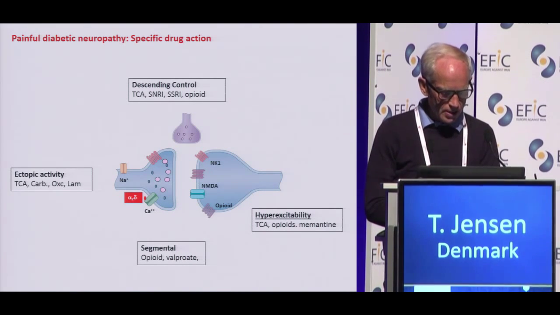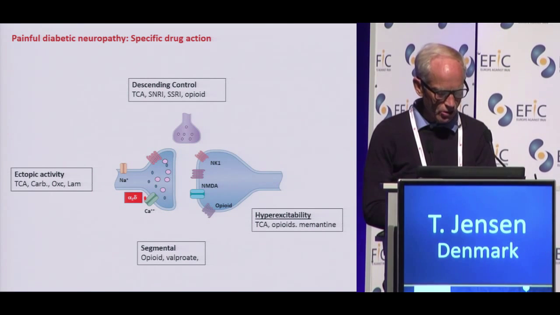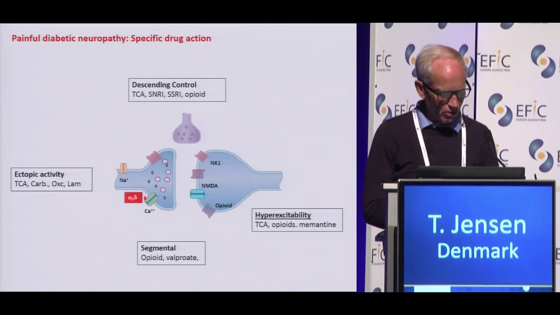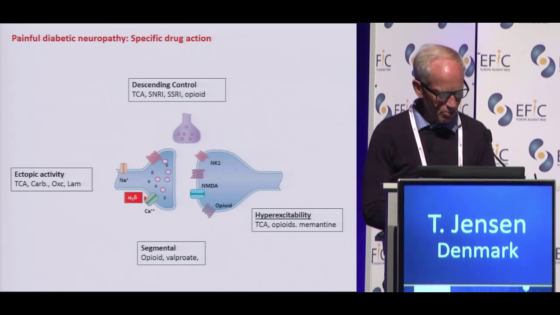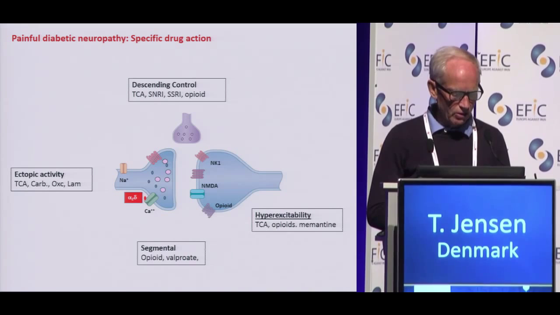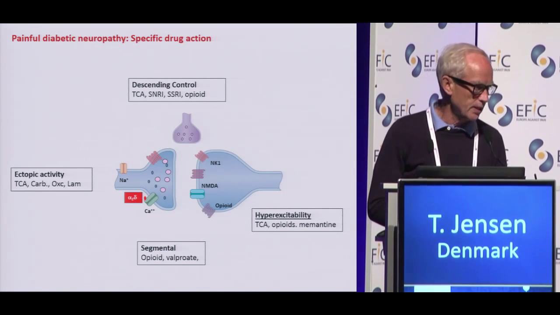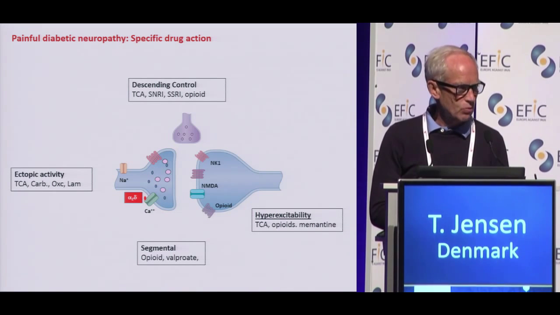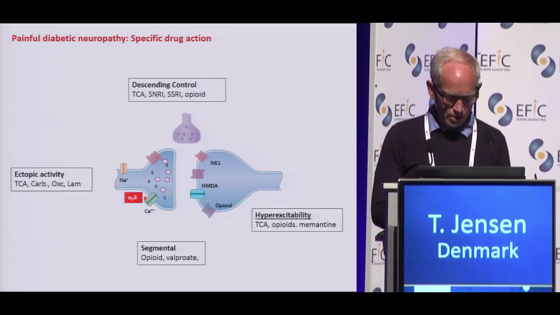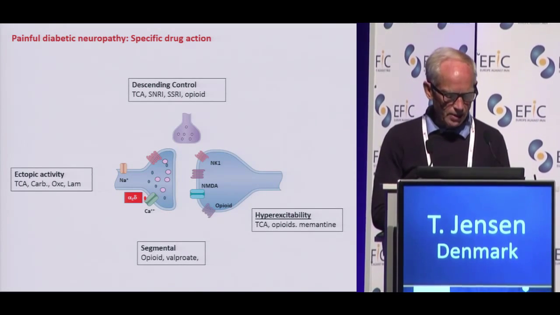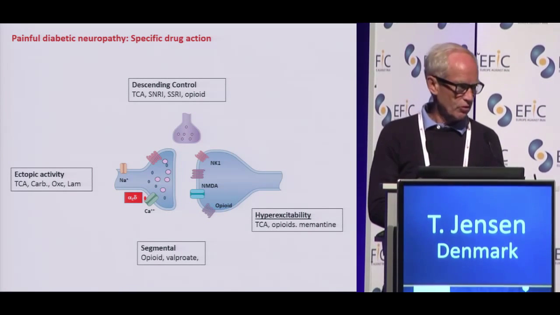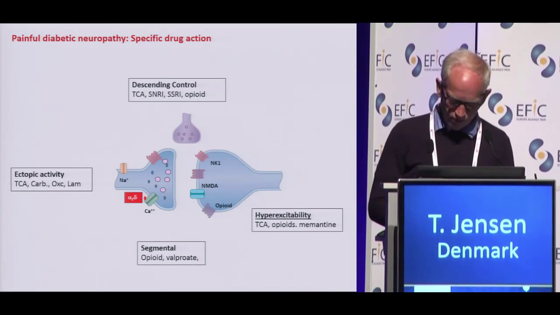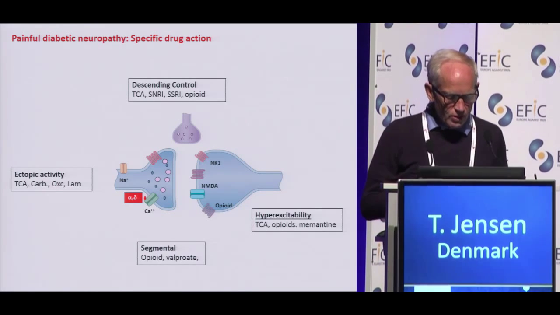What we have here is the primary afferent, the postsynaptic neuron and interneurons, and we have agents which may act on the ectopic activity, like the tricyclic antidepressants, carbamazepine, oxcarbazepine, lamotrigine. There may be agents acting more at the segmental level, like opioids and valproate. On the postsynaptic side, the tricyclic antidepressants, opioids, and even memantine, which is an NMDA antagonist, may block hyperexcitability, and then descending control can be acted on also by TCAs, the specific noradrenergic reuptake inhibitors, and even the SSRIs. So these are some of the current existing agents that are available to us in treating these patients.